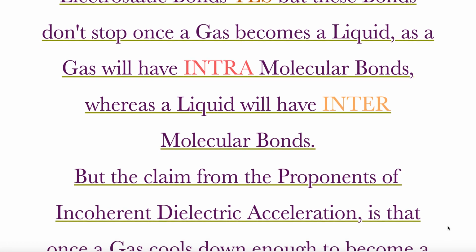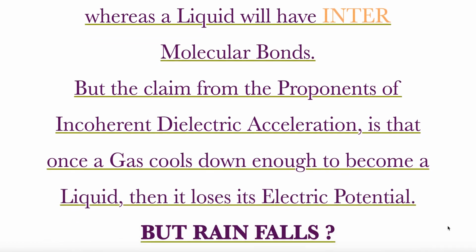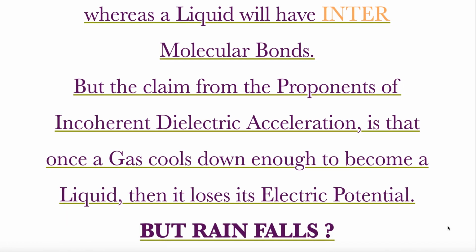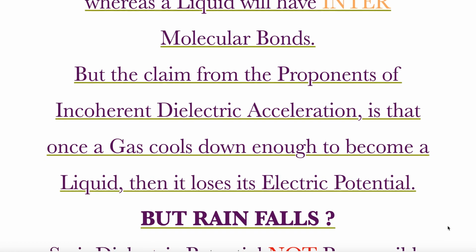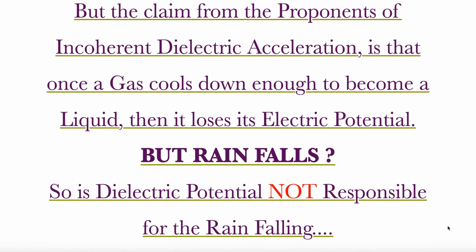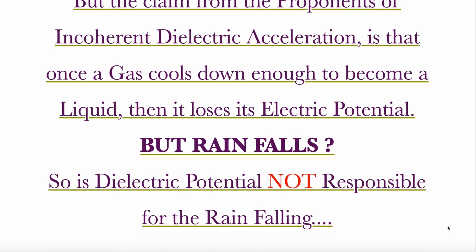That's what it is. But the claim from the proponents of incoherent dielectric acceleration is that once a gas cools down enough to become a liquid, then it loses its electric potential. But rain falls, so is dielectric potential not responsible for the rain falling? I thought it was creating a downward bias. It doesn't make any sense. If it loses its electric potential, then why is rain falling? Do you know what I mean? This is more contradiction as far as I'm concerned.